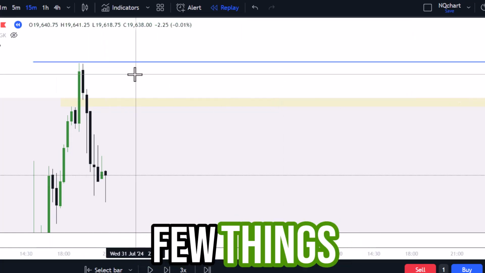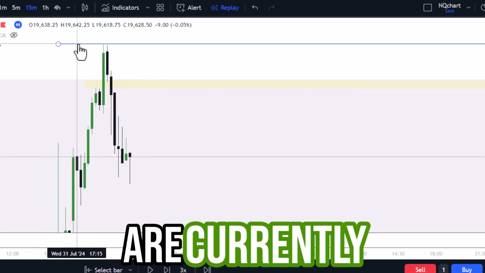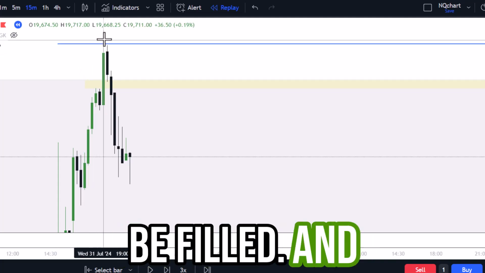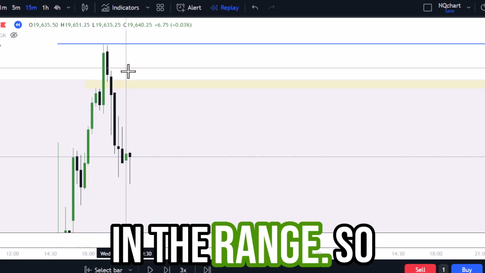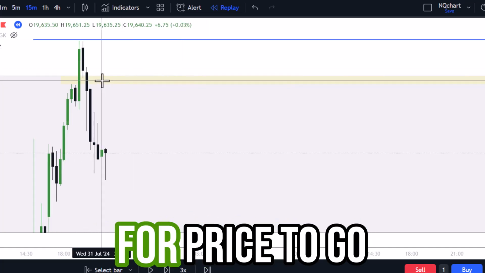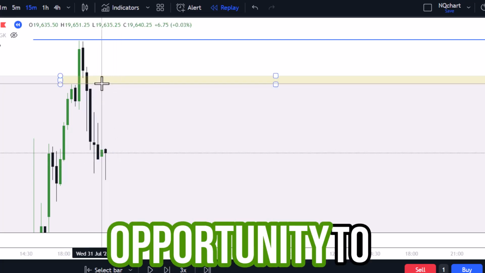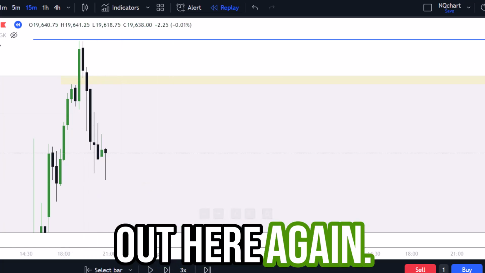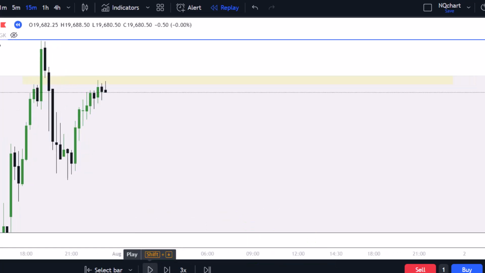So we have a few things happening right now. We are on the high side of the range. We are currently inside of a fair value gap that we expected to be filled. And we've already drawn down a significant low in the range. So we are looking for price to go back to the other end of the range. And so this is a great opportunity to use our powerful tool, the fair value gap that we've drawn out here again. So let's watch and see what price does.